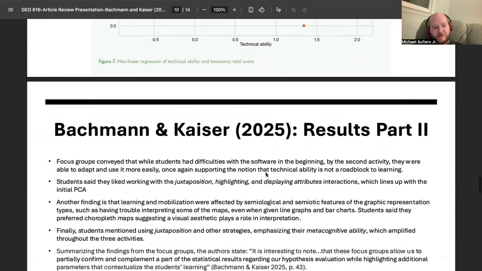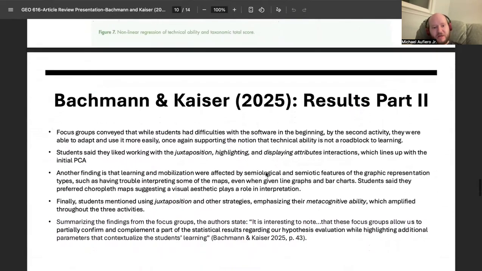All right, results part 2. So the focus groups conveyed that while students had difficulties with the software in the beginning, by the second activity, they were able to adapt and use it more, once again supporting the notion that technical ability is not a roadblock to learning. Students said that they liked working with the juxtaposition, highlighting, and displaying attributes interactions, which lines up with the initial PCA based on which ones were used the most.